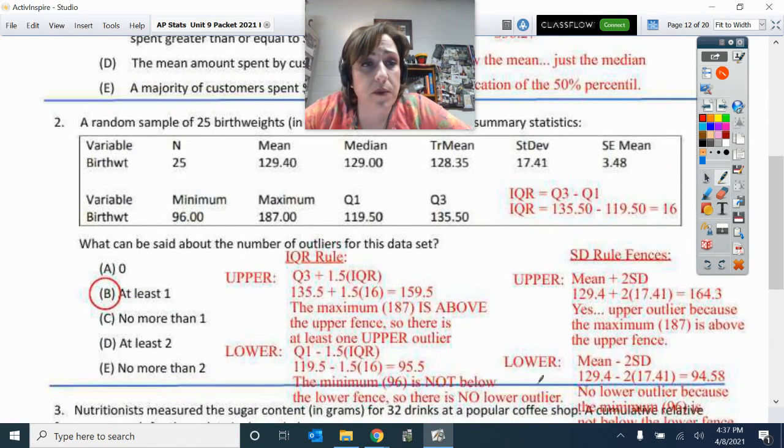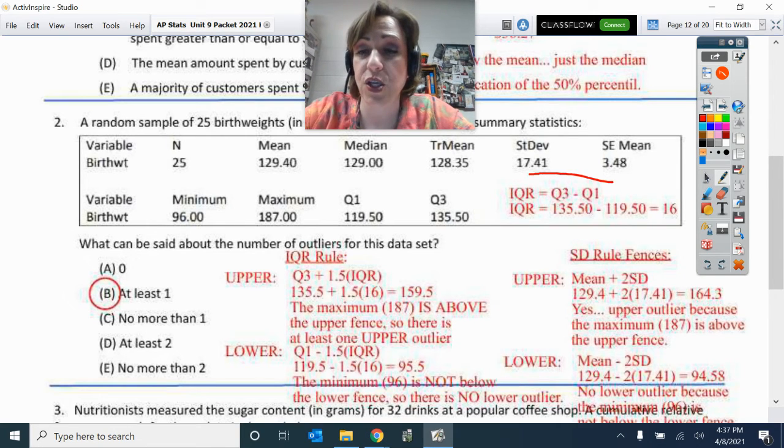So on this problem, we used these summary statistics and we did the IQR rules. And then I did the standard deviation rules. So let's remember those. For the upper fence, Q3 plus 1.5 IQRs. And the lower fence, Q1 minus 1.5 IQRs. Remembering that the IQR is Q3 minus Q1. Now, once you have defined that fence, so upper fence at 159.